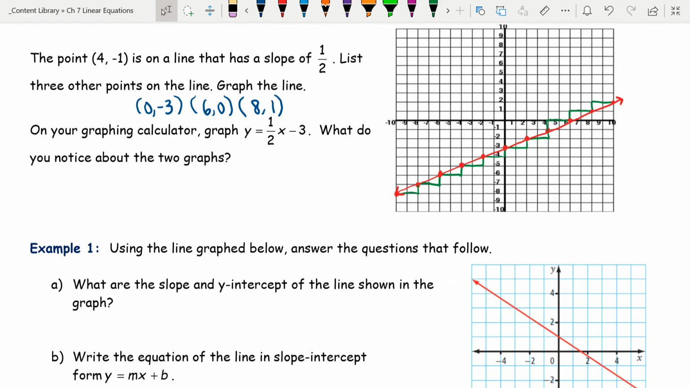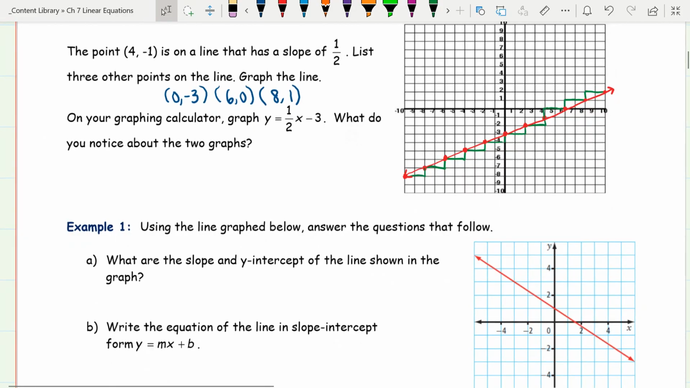Did we use our y-intercept for this one? No. Okay. But we could have if we had more information. But let's see here. On your graphing calculator, graph y equals 1/2 x minus 3. What do you notice about the 2 graphs?